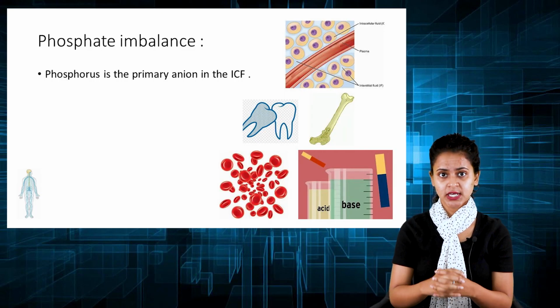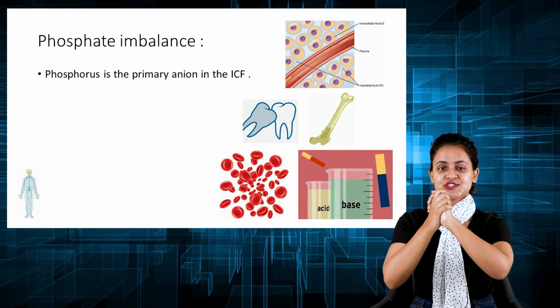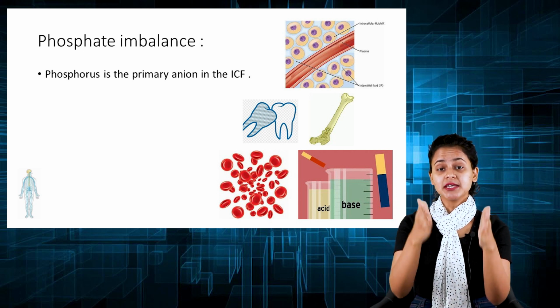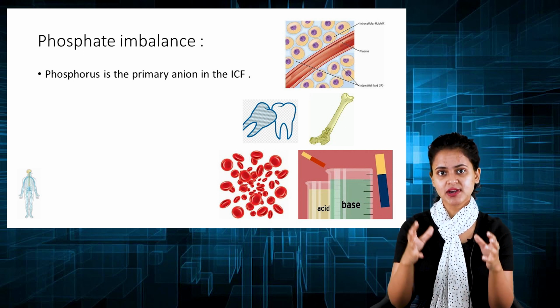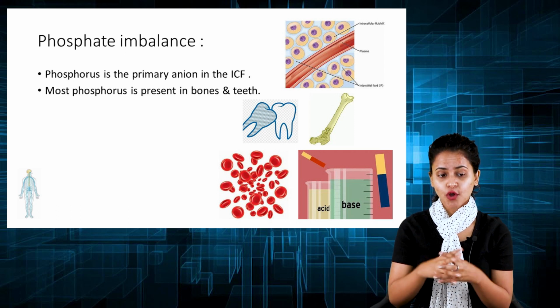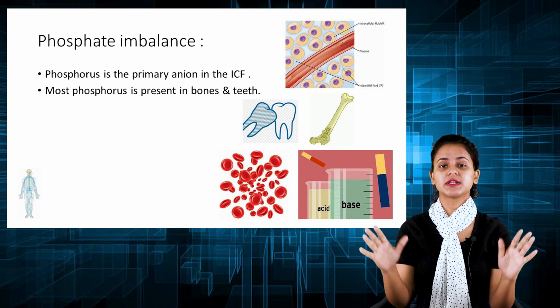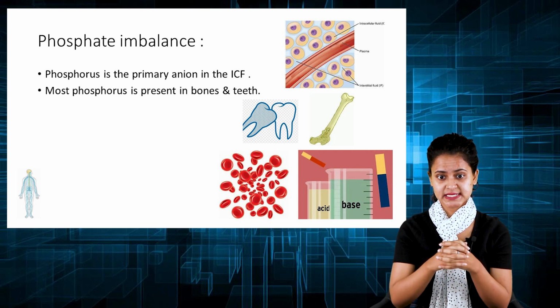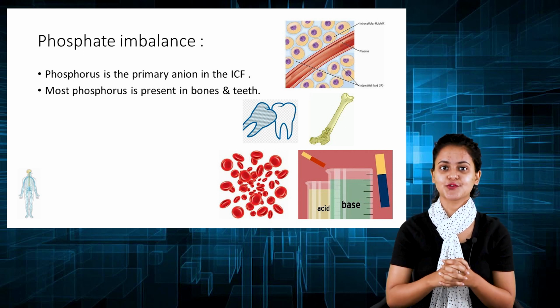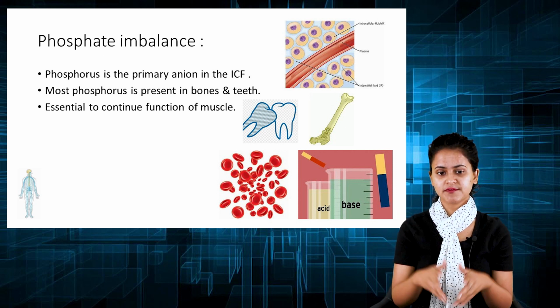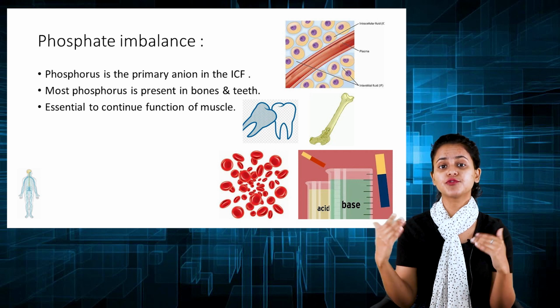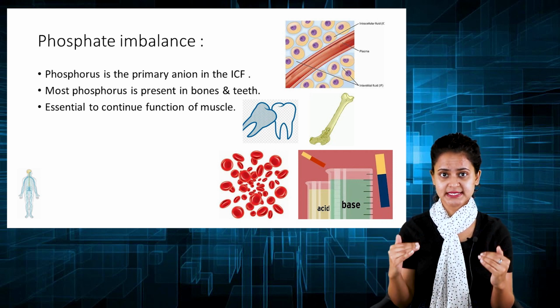Now we should move on to the next type of electrolyte imbalance, that is basically the phosphate imbalance. Phosphorus is the primary anion which is present predominantly in the intracellular compartment. Most phosphorus will be present in bones and teeth associated with calcium. Phosphorus also plays a very essential role in continuing the functional ability of the muscles in the body.